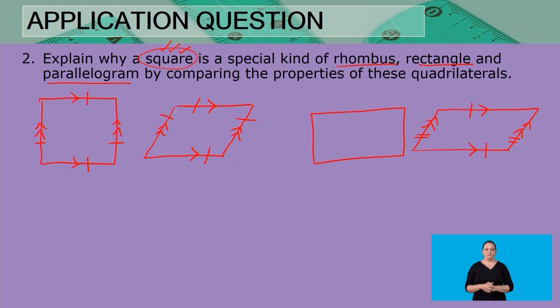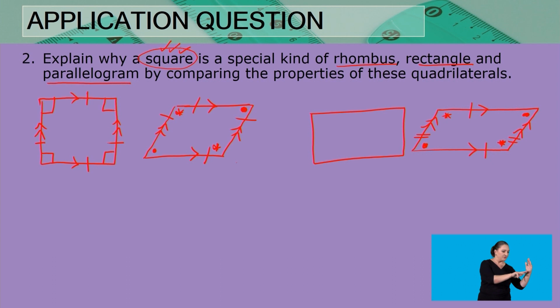Now we know that with a parallelogram or a rhombus, the opposite angles are equal. This is the same for a parallelogram and a rhombus. Now this is also true for a square: the opposite angles are equal. What makes a square special is that all of the angles are equal, and not only are they equal, but they are 90 degrees as well.